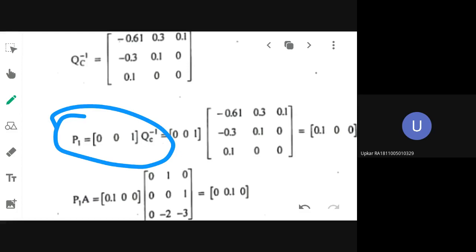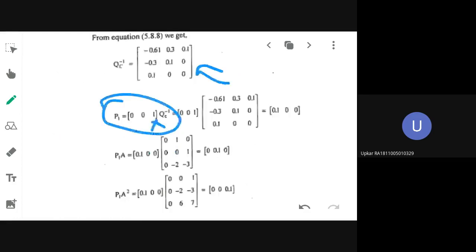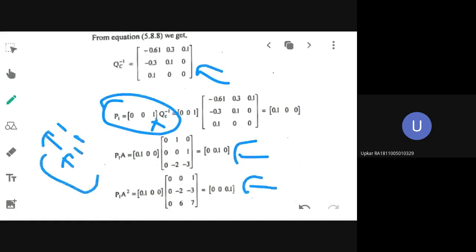It's a third-order system, so the final element will be 1. So 0, 0, 1 into QC inverse. QC inverse you have already found out. You substitute that and find out P1. Then you have to find out P1A and P1A square. Then if you take the matrix of P1, P1A, P1A square, that will be equivalent to your transformation matrix PC. That is what you are going to find out.